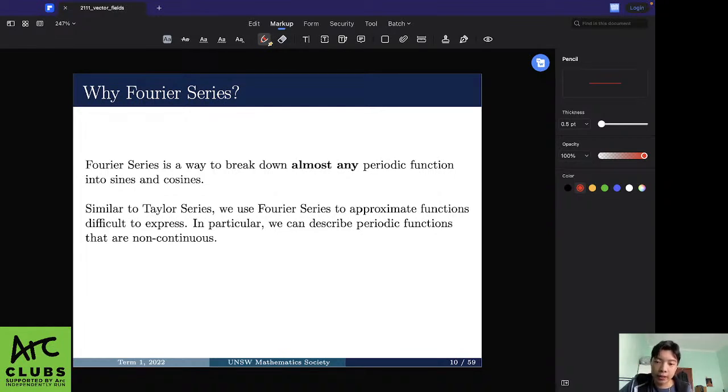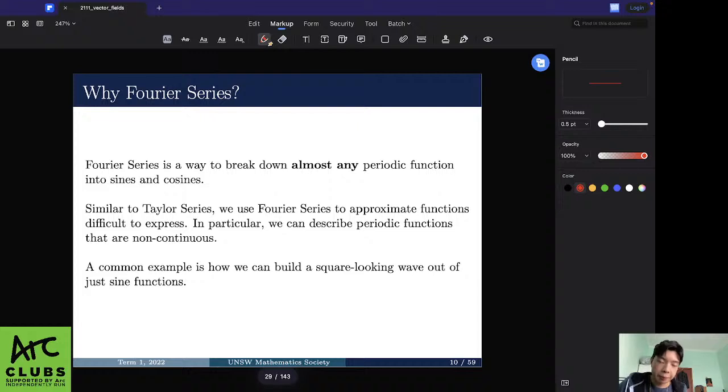In a similar way, Fourier series tries to approximate functions which might be difficult to express in terms of continuous functions. So the power of Fourier series can be demonstrated by the fact that they can actually describe non-continuous periodic functions, which we'll get into with an example.